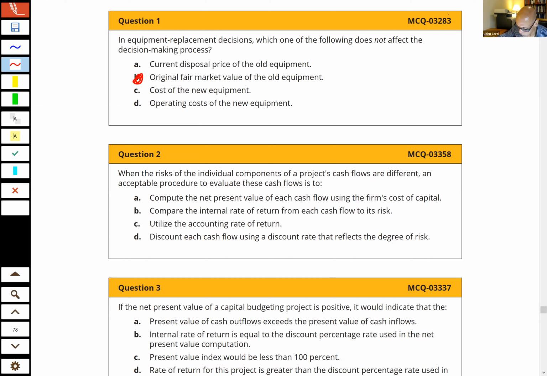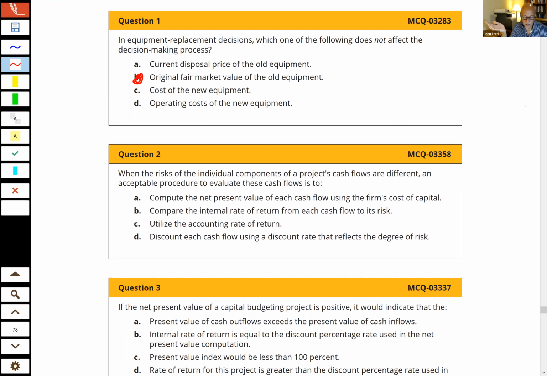Let me stop sharing and get that poll out of the way, but let's take a look at this. Which of the following does not affect the decision? Current disposal price of the old equipment. Yeah, we're going to get some money coming in that's going to decrease the initial investment. But remember, we'd have to consider the tax implications of that. If we sold it at a gain or loss, we'd have to consider that. Cost of the new equipment. Absolutely. I don't know if anybody picked that one.